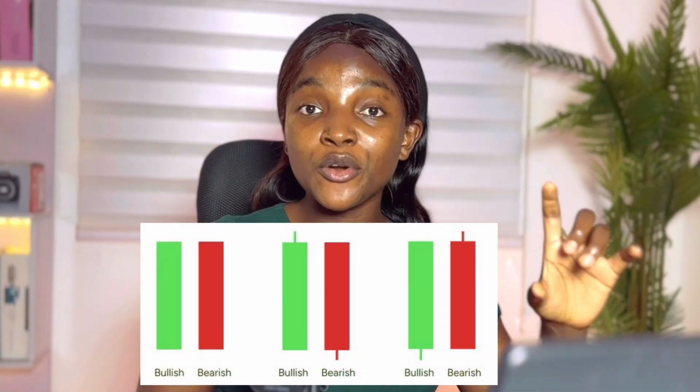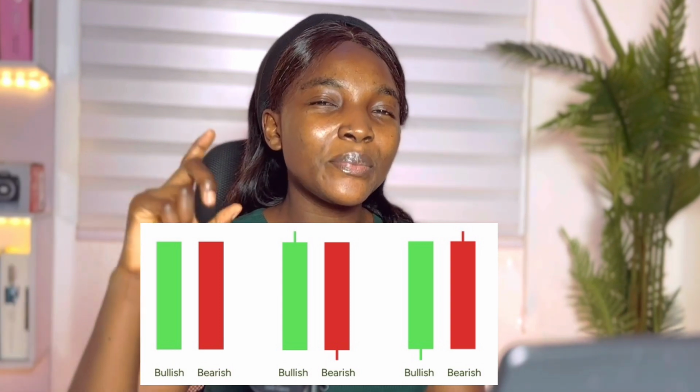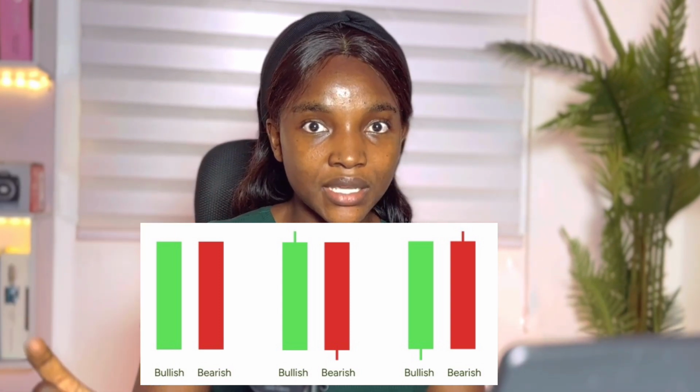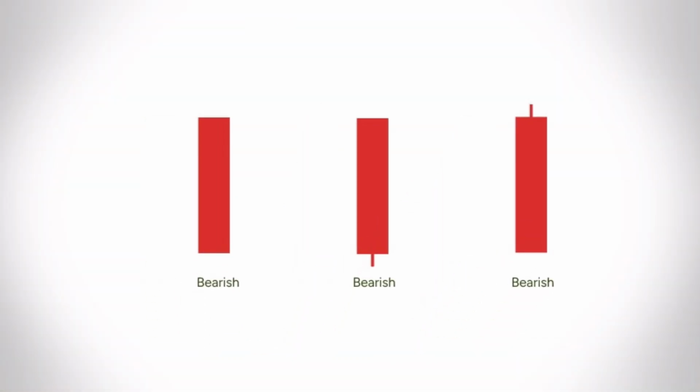Now, you should keep in mind that there's a bullish marubozu candlestick and there's a bearish marubozu candlestick. And the bearish marubozu candlestick is what we are referring to in this video. When you spot a bearish marubozu at the start of a downtrend, it signifies further selling pressure.